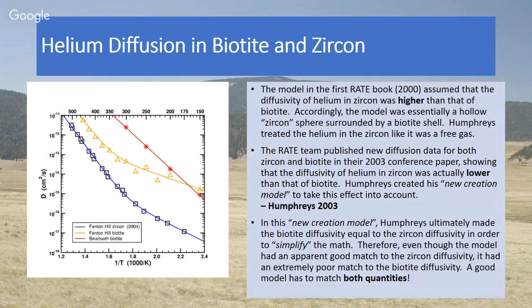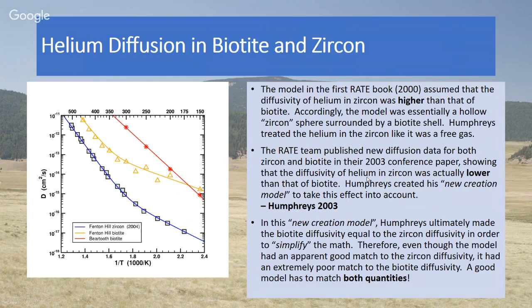And he created a model where basically the zircon sphere was a hollow shell or a hollow sphere surrounded by a biotite shell. And he treated the helium inside like it was a free gas. When they actually got experimental data, they got data for both zircon and biotite. And when they did, they found out that biotite actually had a much higher diffusivity than the zircon. So really, the 2000 model was wrong.